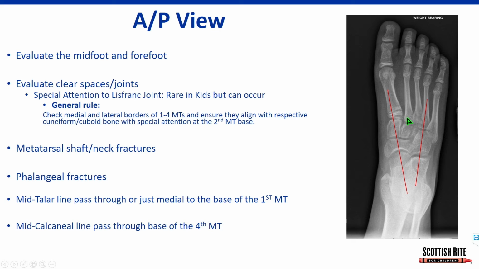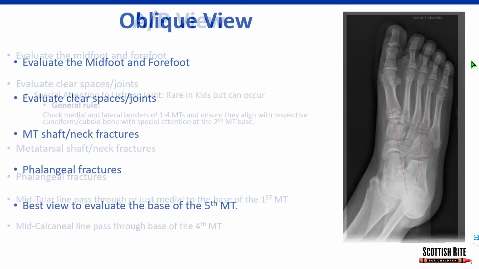And then just globally evaluate the midfoot and the forefoot, looking through as you move on from the tarsometatarsal joint. You're going to move up to the metatarsophalangeal joints, and then the phalangeal joints as well. You want to make sure you're tracing these cortices one by one and looking for really subtle injuries because, especially in our younger kids, these can be pretty inconspicuous.